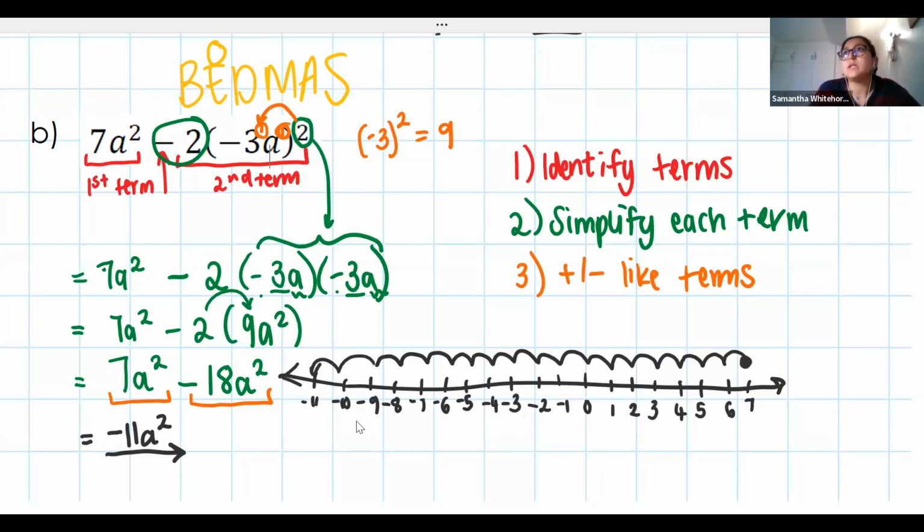What's important here is that you understand the fact that this -3a being squared is us multiplying it twice, because that's what squared means.